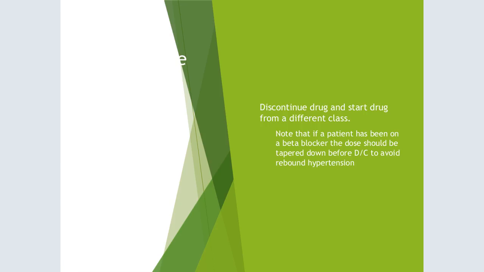When you're getting ready to change things and you're having side effects, you want to discontinue a drug and start a drug from a different class, if they've had some type of reaction. Note that if a patient has been on a beta blocker, the dose should be tapered down before you stop it if you can, to avoid rebound hypertension.